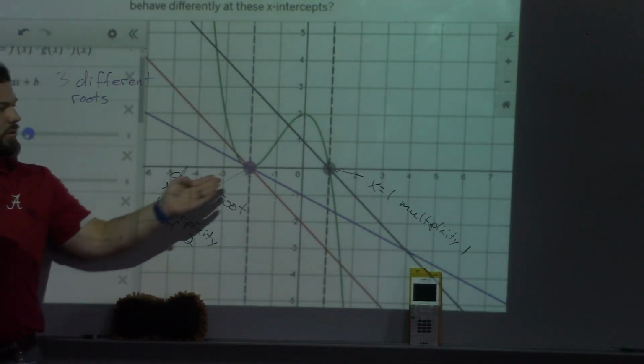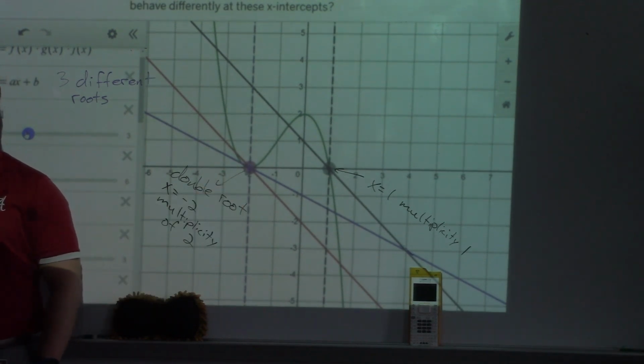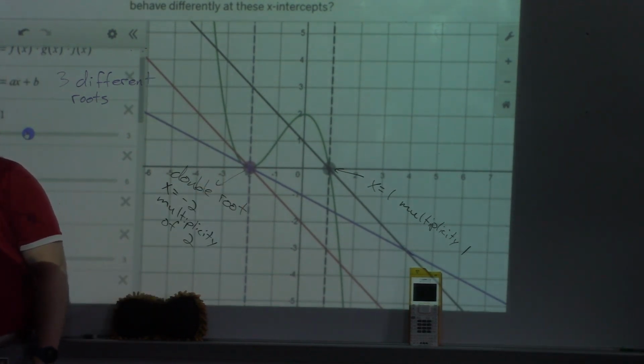So why does this have a multiplicity of 2? Because it's 2. Because it's negative 2.